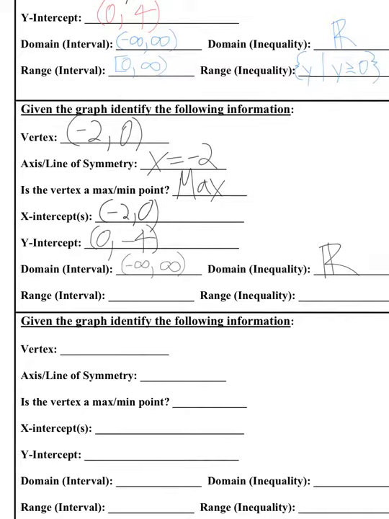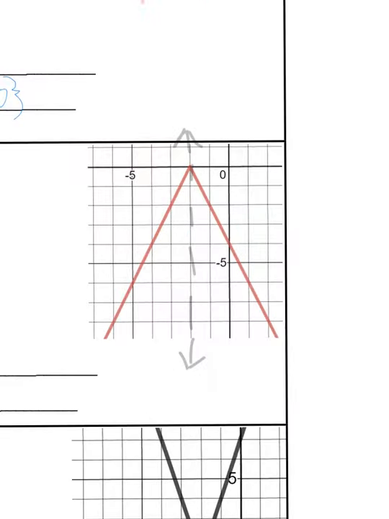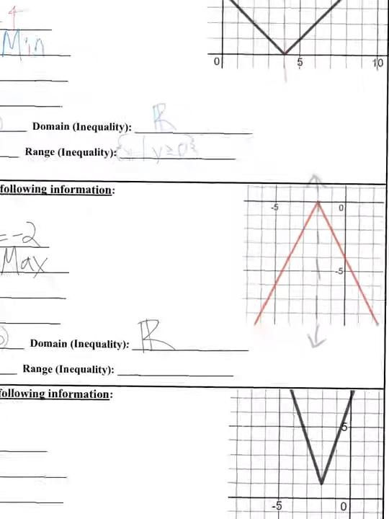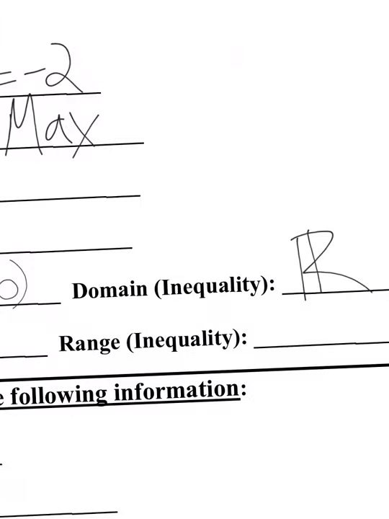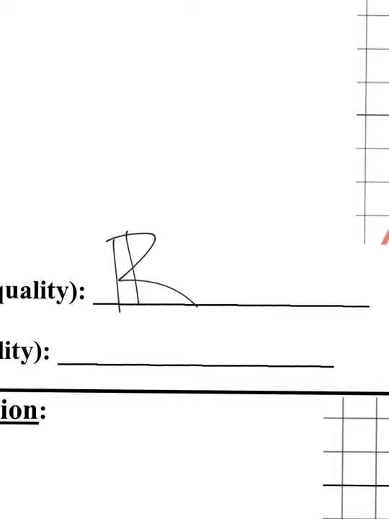So now we just need to cover the range. Well, the range is going down. The graph is going down. It can't go up past the zero. So last time it was opening up, and y is greater than or equal to zero. This one, y is less than or equal to zero. So I'm gonna say that on the inequality first. Y is less than or equal to zero.